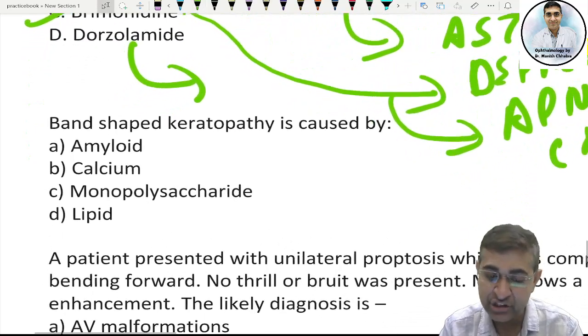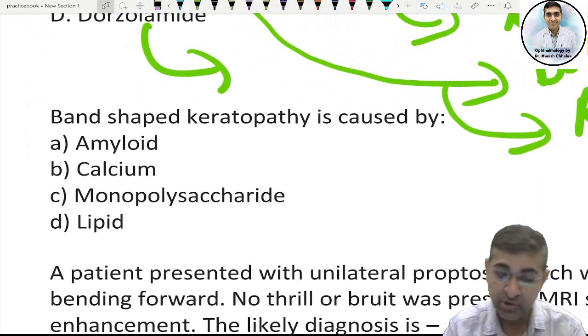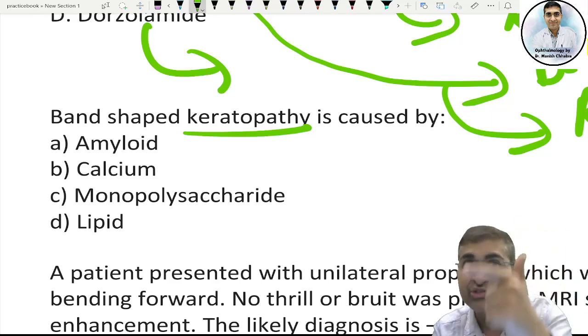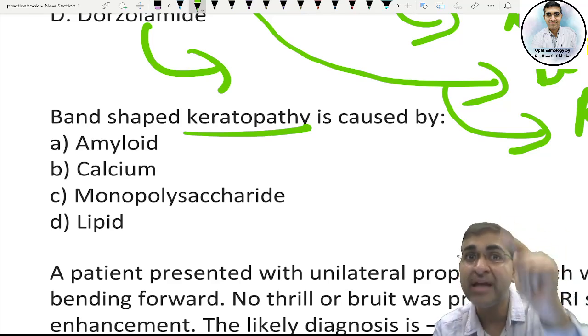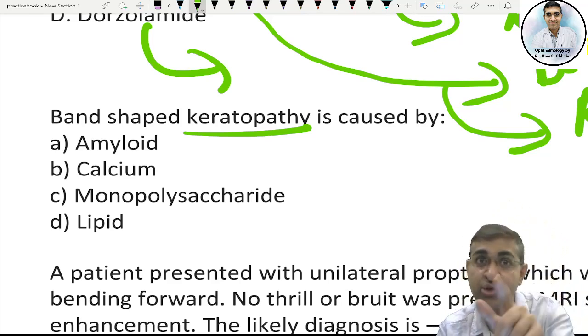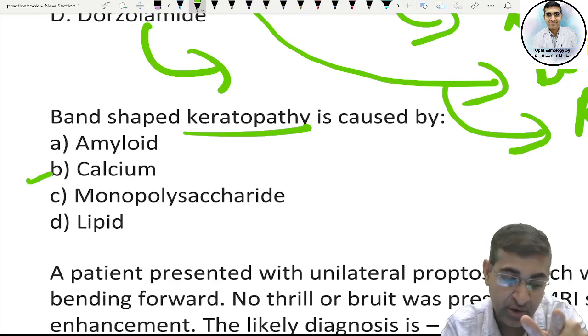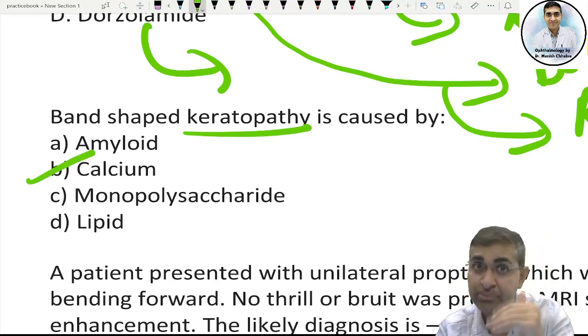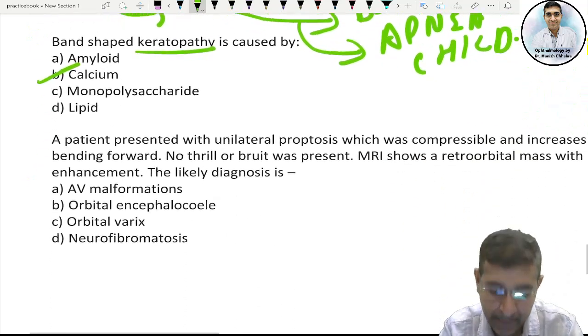Band-shaped keratopathy is caused by, so in band-shaped keratopathy there is deposition of calcium and phosphorus where? At the Bowman's layer of the cornea, and it is one of the complications of anterior uveitis. I told you calcium and phosphorus, so calcium is there in the options, so you are going to mark calcium.